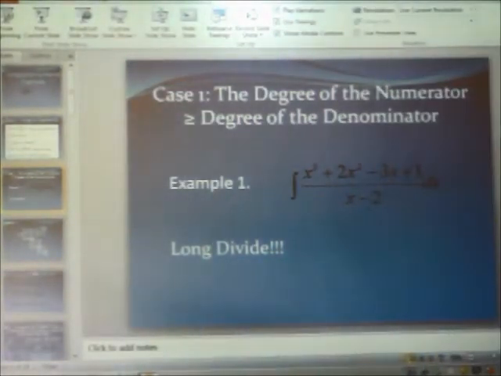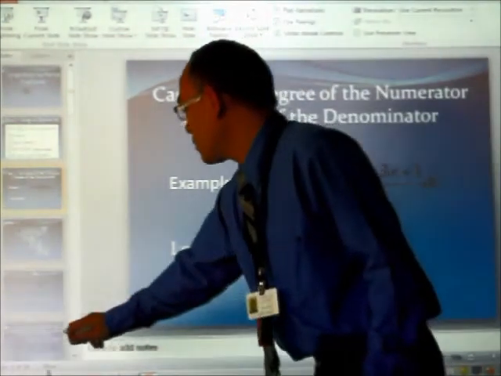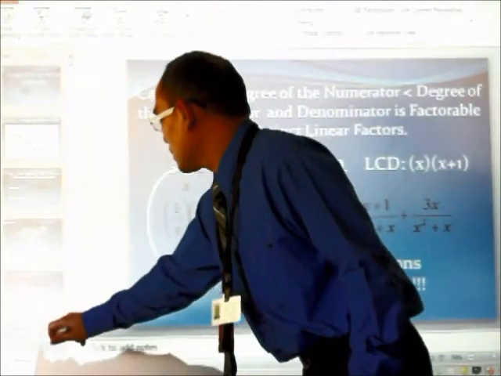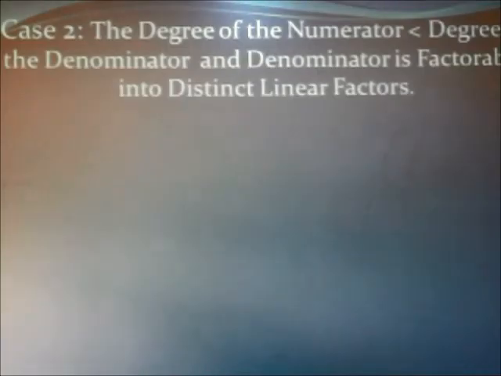Now, we'll go and do case 2. What is case 2? Case 2 is when the degree of the numerator is less than the degree of the denominator, and the denominator is factorable into distinct linear factors.